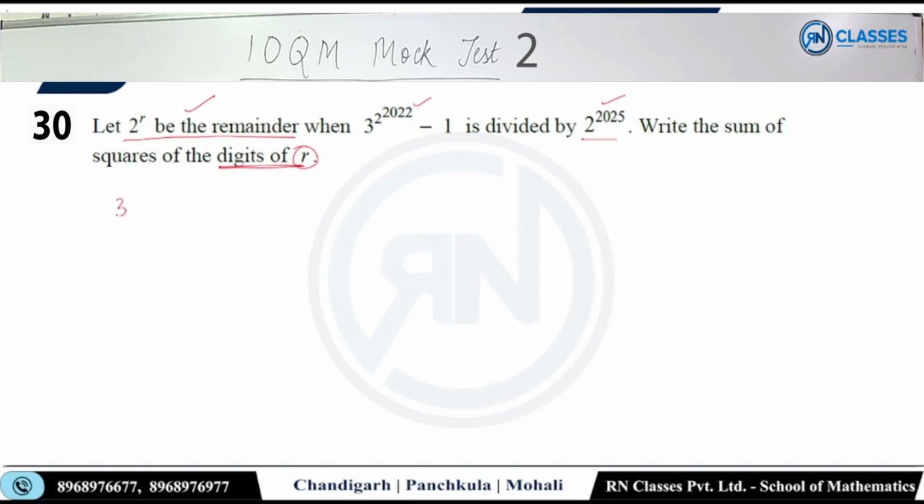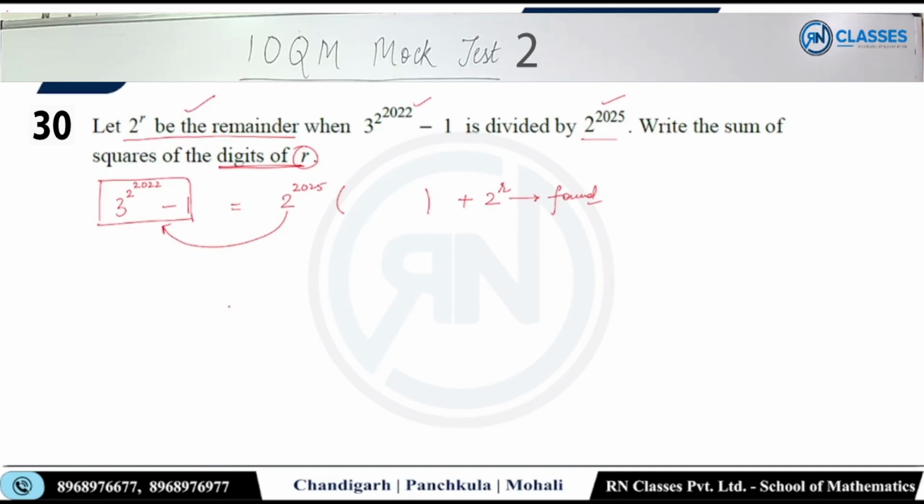ट्राई करना पड़ेगा. 3 raised to the power 2 raised to the power 2022 minus 1, ठीक है, is divided by 2 raised to the power 2025 into some quotient plus remainder. कोई रिमाइंडर होगा. ठीक है. अब सिंपल सी चीज है, मेरे को निकालना है ये. दिस इज टू बी फाउंड. ये निकलेगा कब? जब मैं इसको देखूंगा. ठीक है. 3 raised to the power 2 raised to the power 2022 minus 1 डिवाइड करूंगा इससे 2 raised to the power 2025 से.